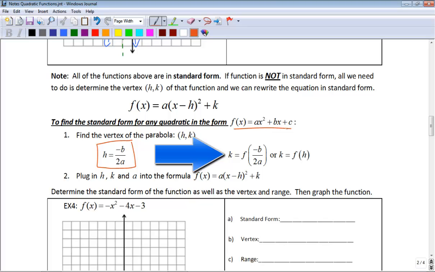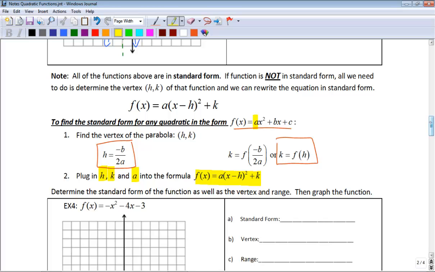k, the y value of the vertex, is the function's value at negative b over 2a, or you can think of it as the function's value at h. So what happens is first you find your h, and then you plug that value back into your function and solve, and that'll give you the y value. So once you find an h and a k, you're going to plug in your h and your k and a. Again, a is going to come from that original function into the standard form formula, and then you'll have your function in standard form. Let's look at a few examples.